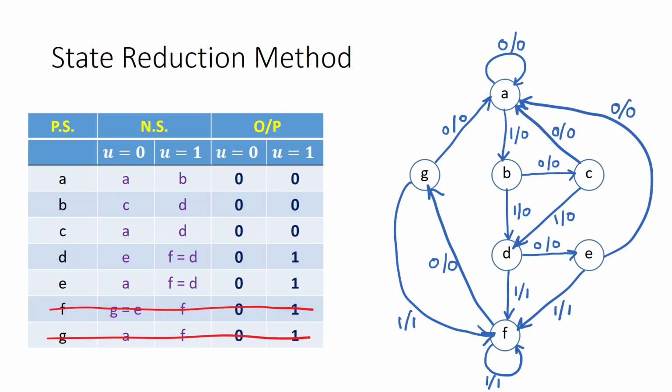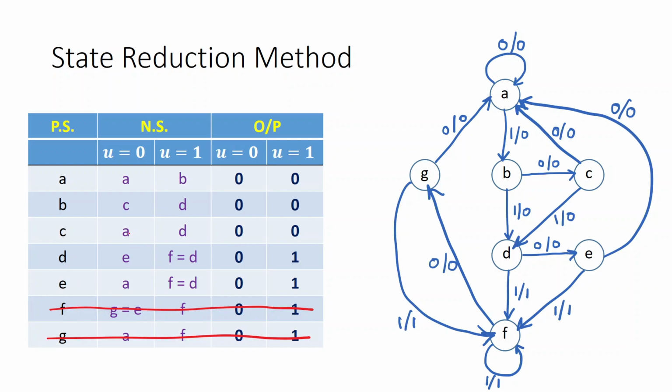Now again we check whether we have duplicate states or not. So we don't have any further duplicate states. So it is a common confusion now that one might suppose that C and E are duplicate states because the next states are same.